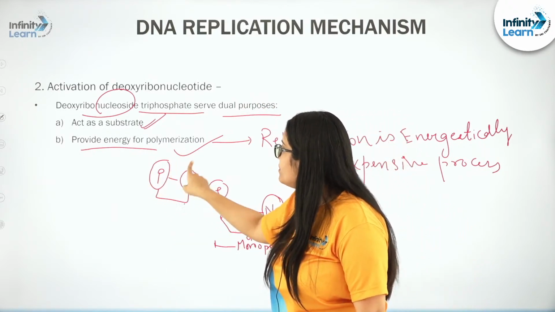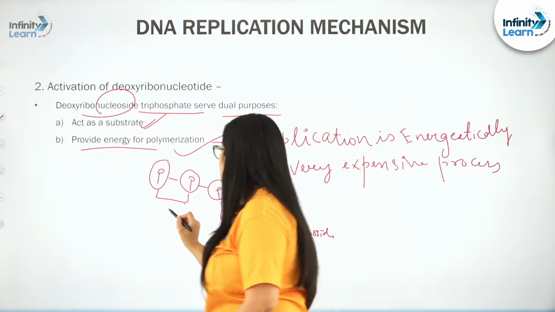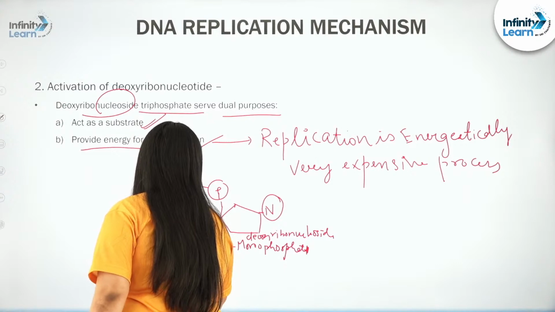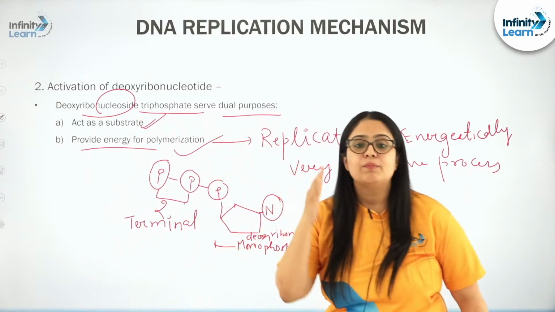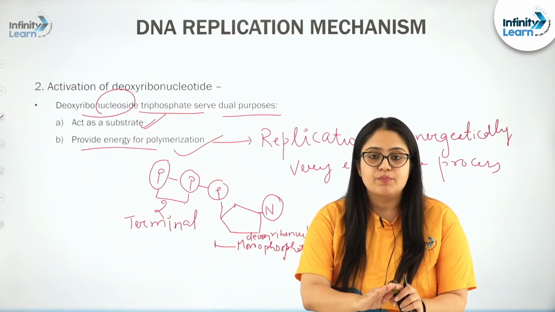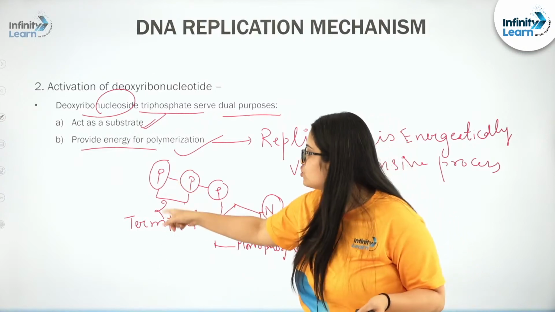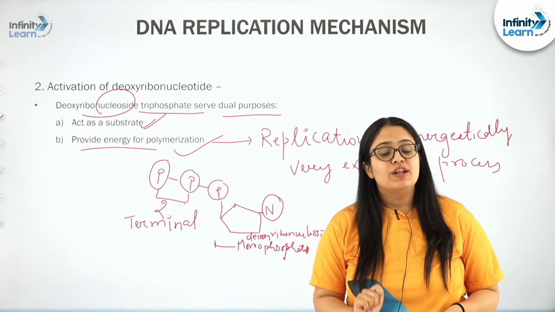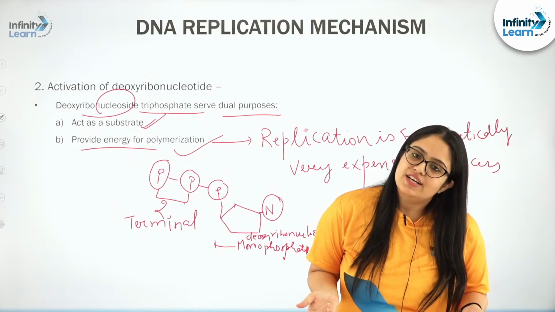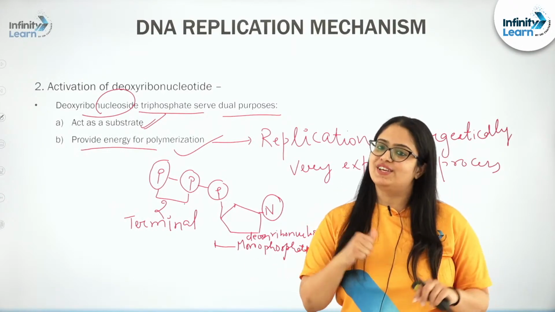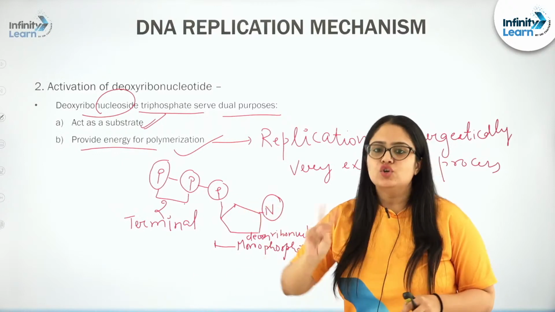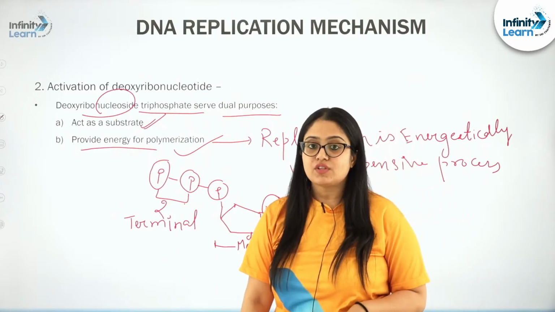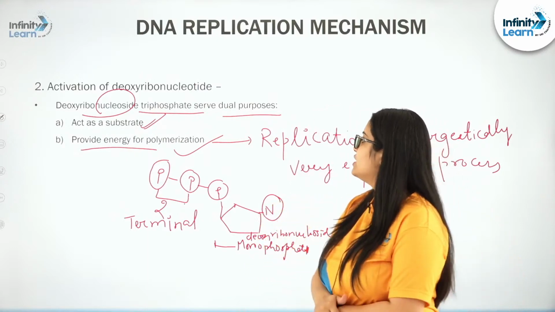These two terminal phosphates will break, and because of the breaking of the bonds of these 2 terminal phosphates, there will be release of energy, and the released energy will be utilized to polymerize the deoxyribonucleotides during the replication process. That's the dual purpose of deoxyribonucleotides, right? I hope this much is clear to all of you.